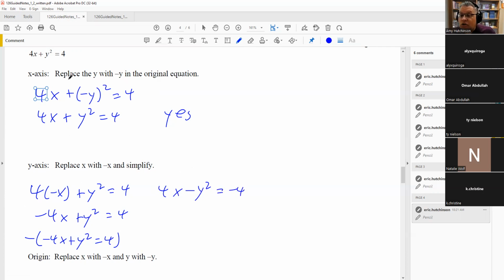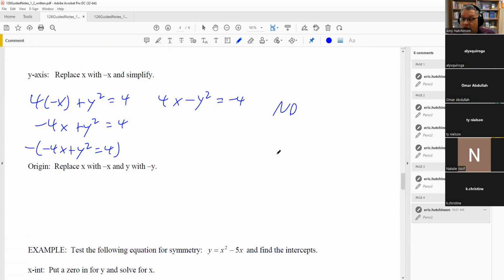Well, that's still not the same as the original one, so we're going to put a no for this one. No, it does not have y-axis symmetry because no matter what we do here, even multiplying through by negative, that doesn't change it to make it the same as the original one because I've got these minus signs, which makes it different. So I would say no, it does not have that symmetry. Okay, so no for that. But then let's do the origin symmetry. We're going to replace both of these. So we're going to replace the x with negative x and replace the y with negative y. And then we're going to simplify this and see if we get the same thing we started with. We get negative 4x.